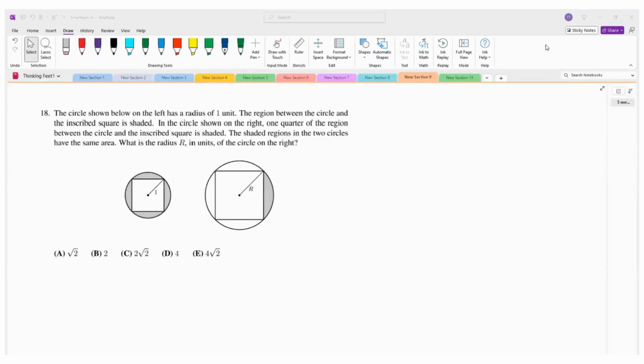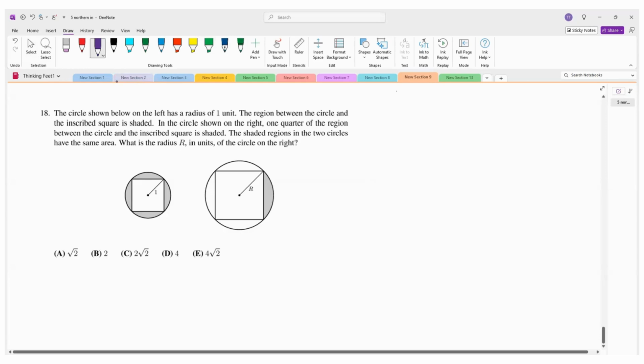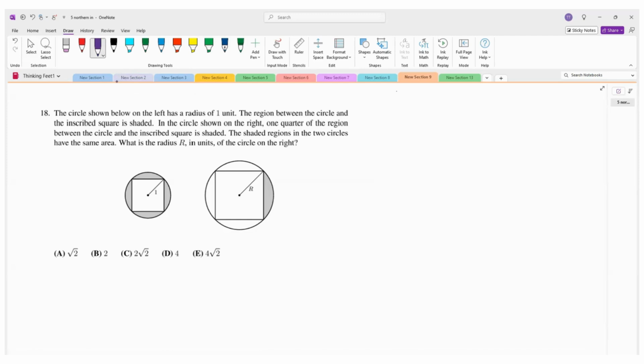Okay, so the circle shown below on the left has a radius of 1 unit, and the region between the circle and the inscribed square is shaded. In the circle shown on the right, only 1/4 of the region between the circle and the inscribed square is shaded, as you can see. The additional information is that the shaded regions in the two circles have the same area. What is the radius, in units, of the circle on the right?